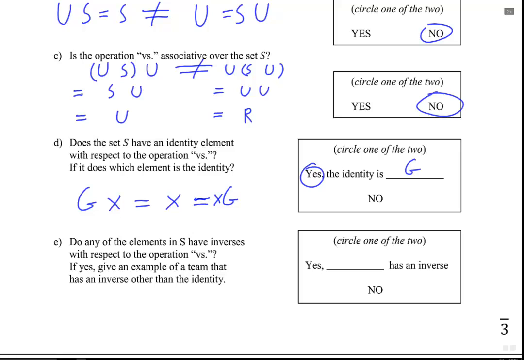So yes, Slovakia has an inverse. And that inverse pairing is actually just paired with itself. Slovakia versus Slovakia gives you Germany.